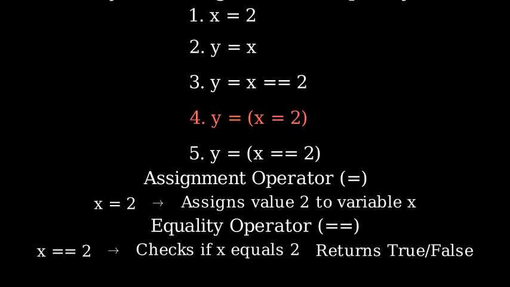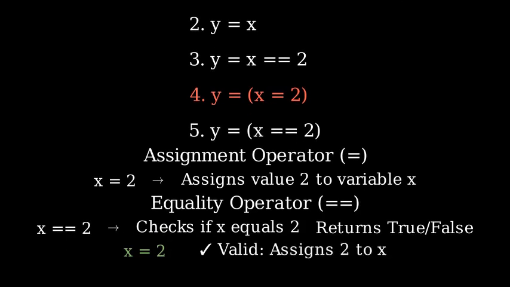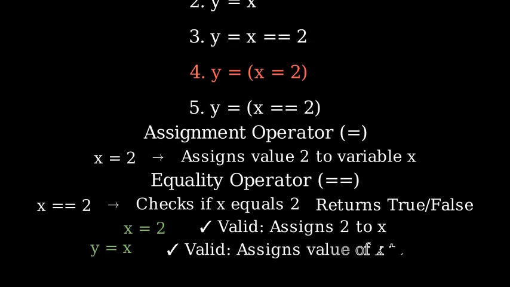Let's analyze why each statement is valid or invalid. Statement 1, x = 2, is valid. It assigns 2 to x. Statement 2, y = x, is valid. It assigns the value of x to y. Statement 3, y = x == 2, is valid. It assigns the result of the comparison x == 2 to y. Similarly, statement 5, y = (x == 2), is valid. The parentheses just group the comparison operation.